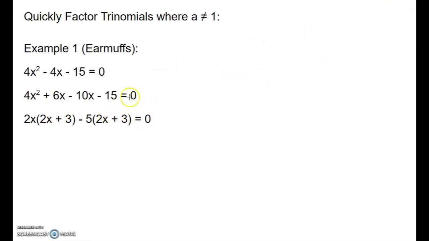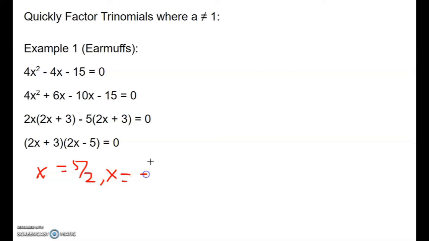So what you would do is that the shared binomial in the parentheses, 2x plus 3, that's one term, while whatever's outside of the parentheses, so 2x and then minus 5, that's another set of parentheses. So the result of that would be 2x plus 3 times 2x minus 5 equal to 0. And because this thing is equal to 0, if we want to find the roots, we would just set each term equal to 0, and the result of that would be x equal to 5/2 and x equal negative 3/2.